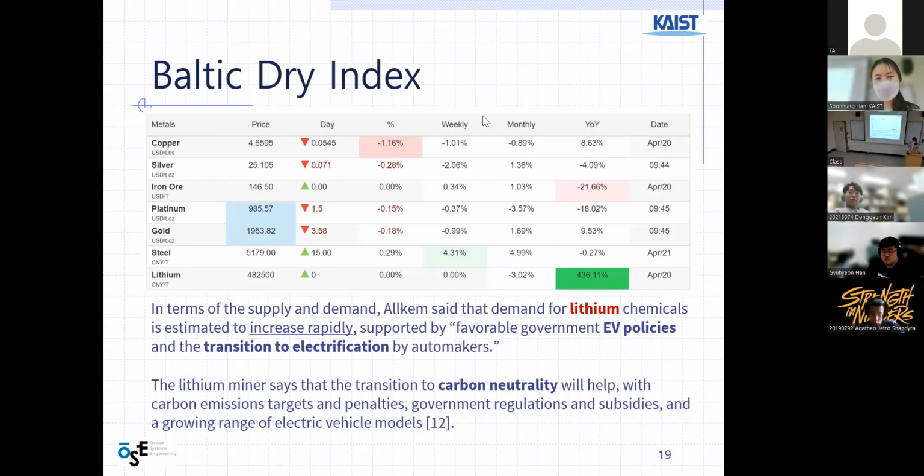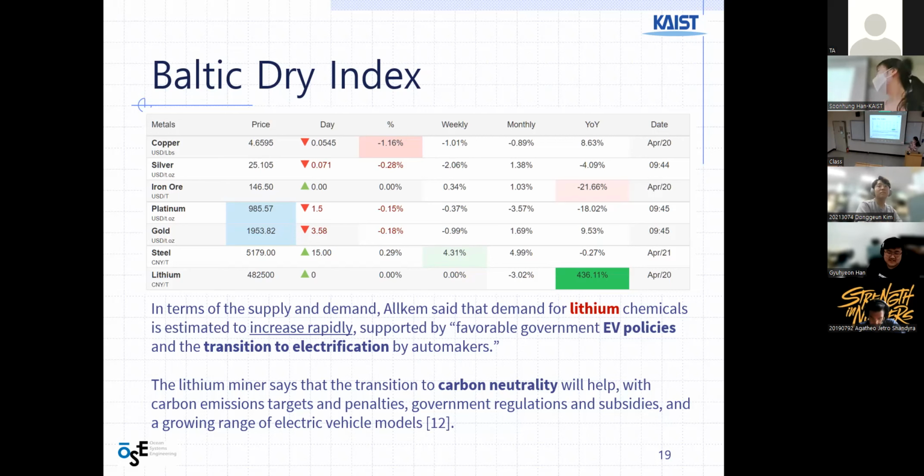Lithium is increasing rapidly because of EV policies and the transition to electrification in recent years. All of these lithium batteries, and a lot of public interest in electricity instead of coal or fuel, have caused a dramatic increase in the demand for lithium, which was something that I noticed while surfing through this website and found pretty interesting.